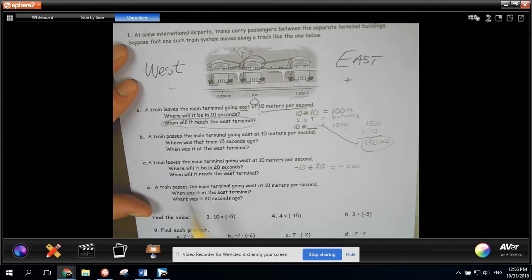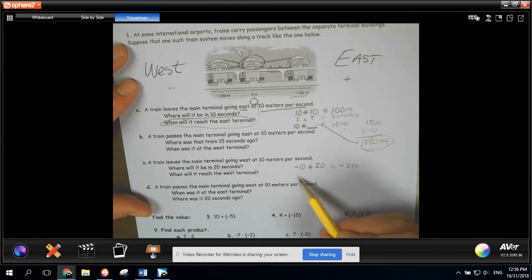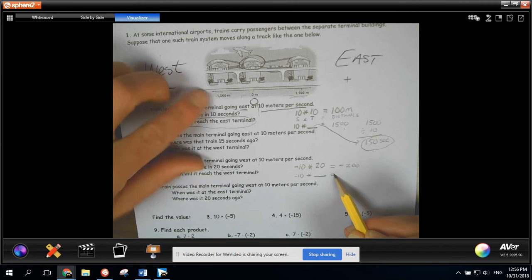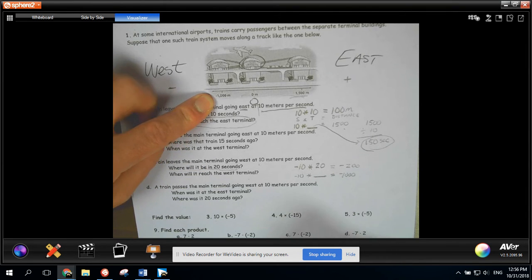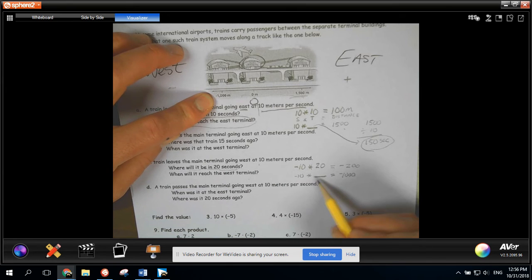Then it asks, when will it reach the west terminal? So there's a couple of different ways we could do this. We could use the original formula. So we've got negative 10 times what gets me to negative 1,000. That's where the west terminal is. And if you did that, you would get 100 seconds.